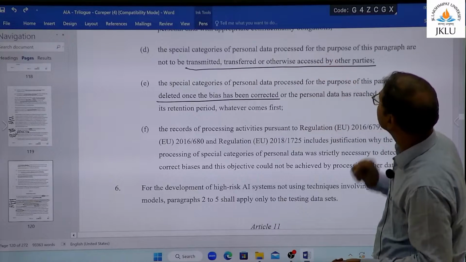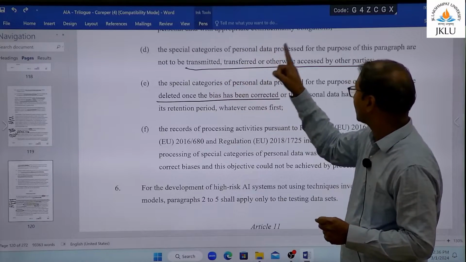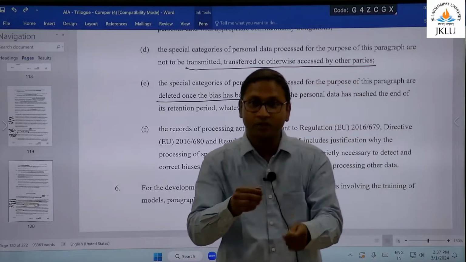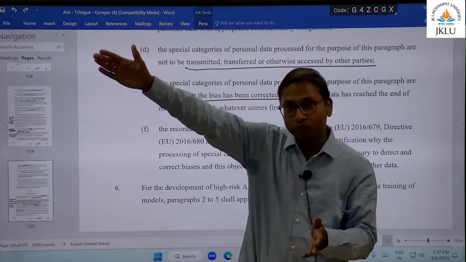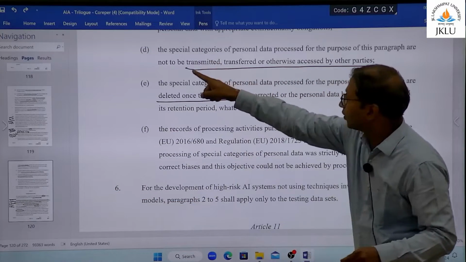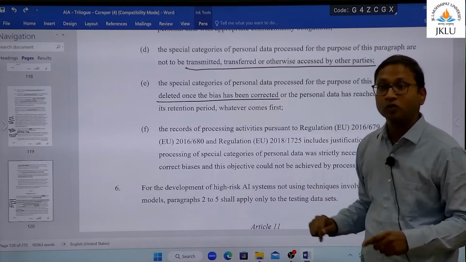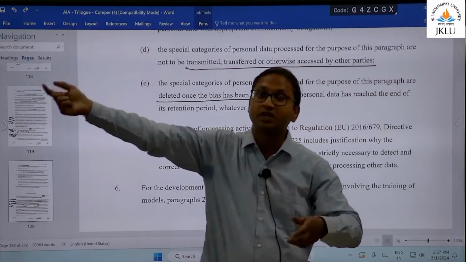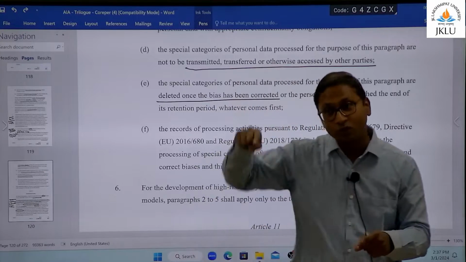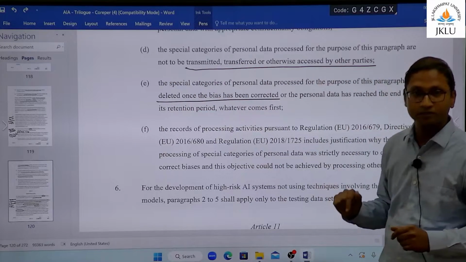The special categories of personal data processed for the purpose of this paragraph are not to be transmitted, transferred or otherwise accessed by other parties. If you are working on something, you say we want to give some other party for processing it. No. Cannot be transmitted, transferred or otherwise accessed by other parties. Not even accessed. So you can't even tell them, see, come here and do it. So if that person does not belong to your company, then not even accessed by those persons, right?